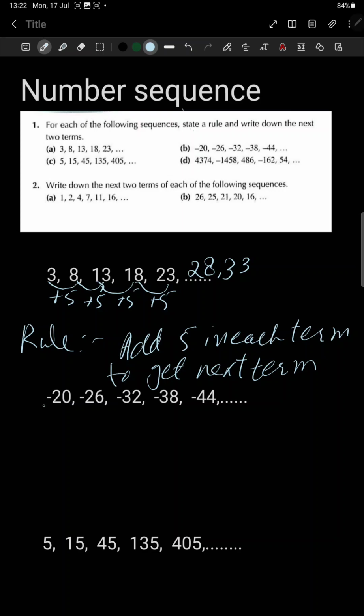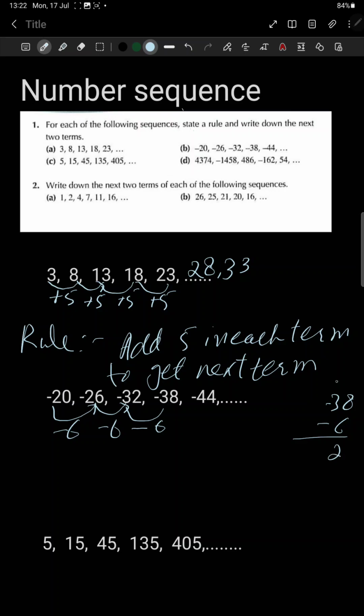Now the second question, for instance: minus 20, minus 26, minus 32 and so on. So what we are supposed to do, we will check the difference again. What is the difference? Minus 20, minus 26. Obviously we will add minus 6 to minus 20 to get minus 26. Again, minus 26 to minus 32 is minus 6. When we add minus 6 to minus 32, we will get minus 38.